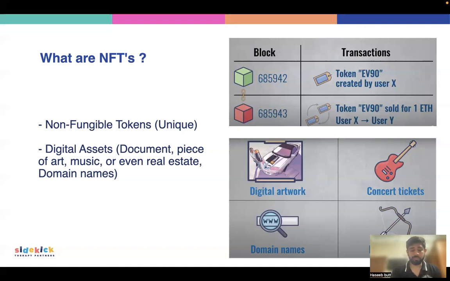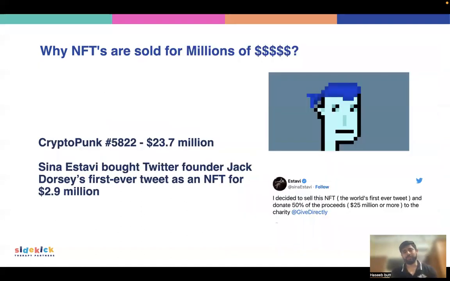So let me share with you a very interesting thing: why NFTs are sold for millions of dollars. On the right hand side, you guys can see an NFT called CryptoPunk. CryptoPunk was sold for $23.7 million. You might be looking at this image wondering why it's being sold for that much. I'm going to explain it.